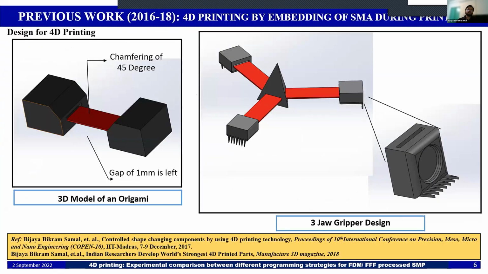So coming to our previous work that we did in 2016-18, we used 4D printing by embedding of the shape memory alloy during the printing. Here we first chose two designs. The first one was a 3D model of an origami, and the second one was a three-jaw gripper design.